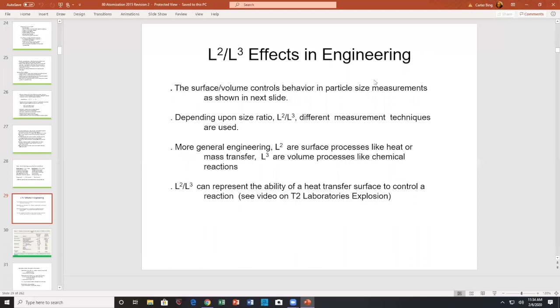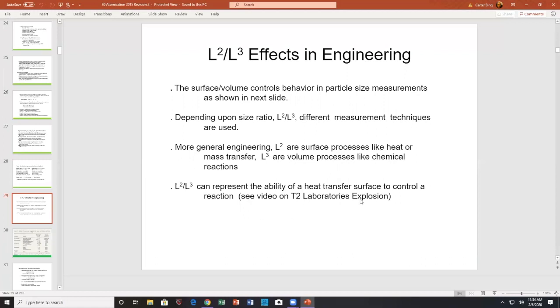Surface volume ratios, effects in engineering. This ratio determines which measurement techniques are used, right? Surface area is like heat and mass transfer; volume would be chemical reactions in the volume.